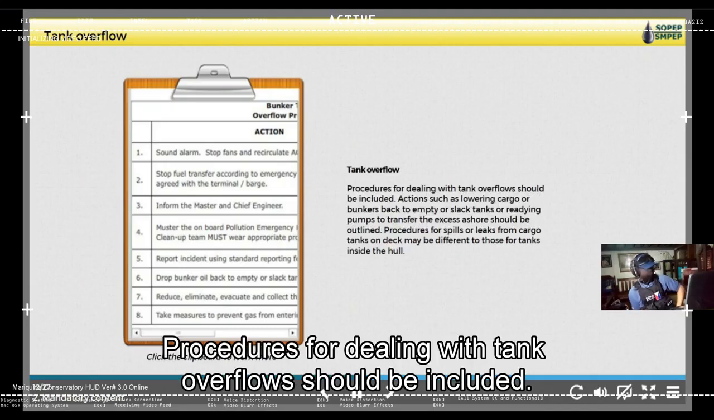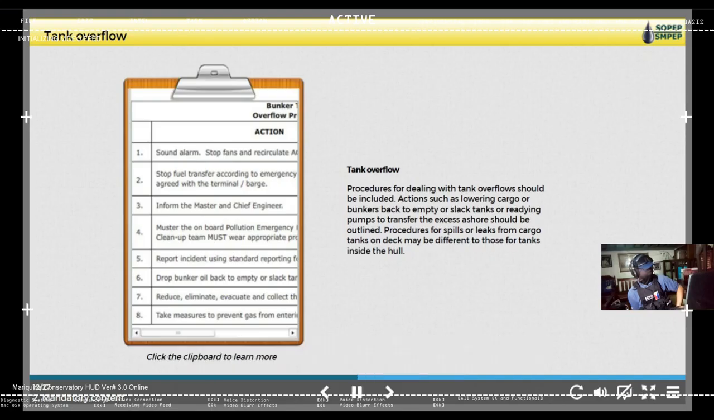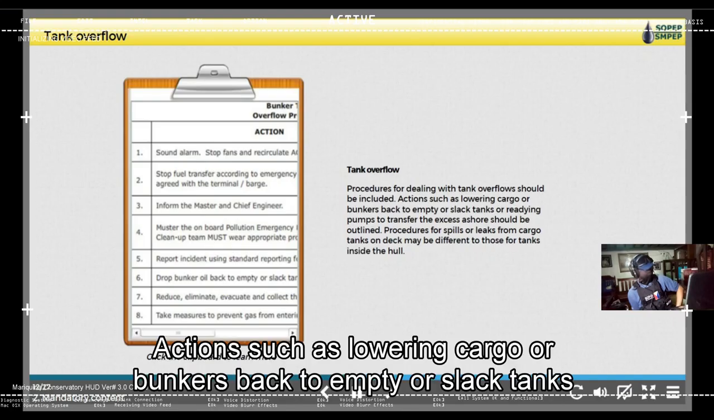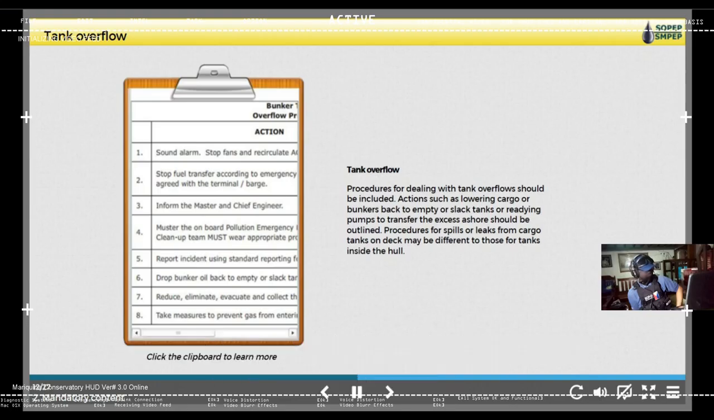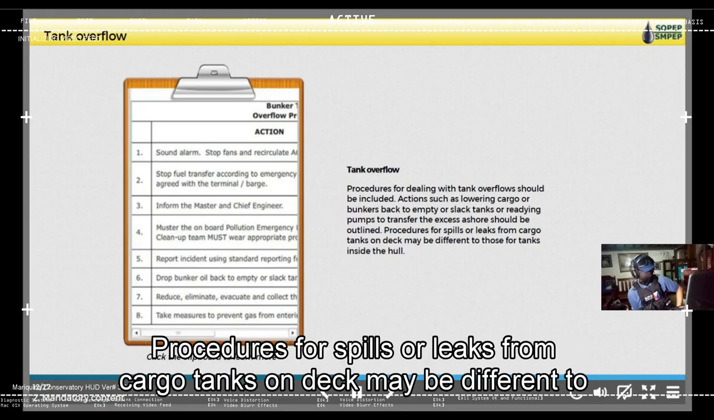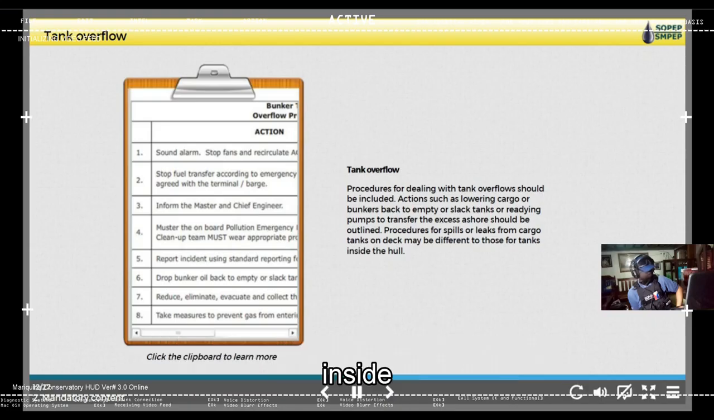Procedures for dealing with tank overflows should be included. Actions such as lowering cargo or bunkers back to empty or slack tanks, or using pumps to transfer the excess ashore, should be outlined. Procedures for spills or leaks from cargo tanks on deck may be different to those for tanks inside the hull.